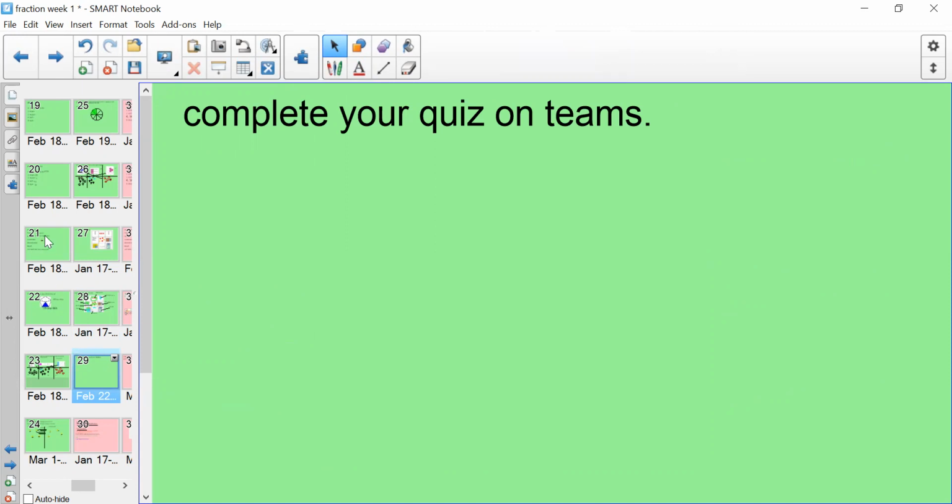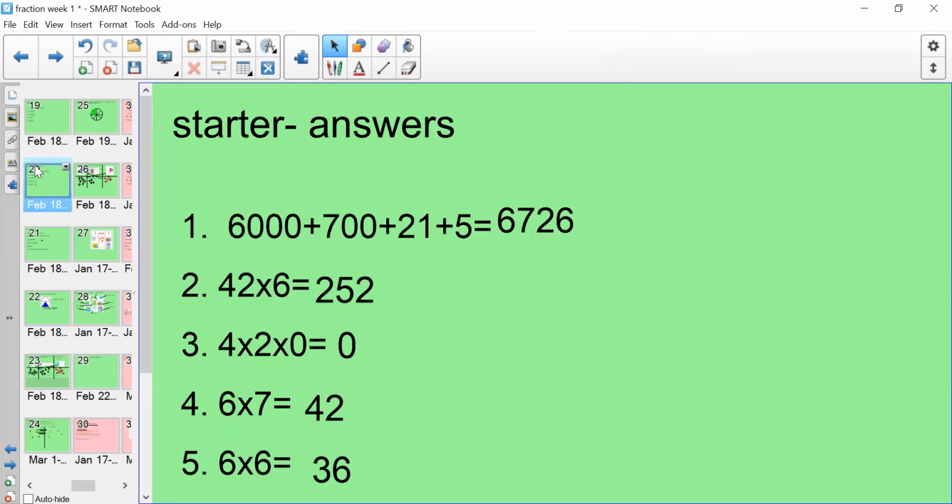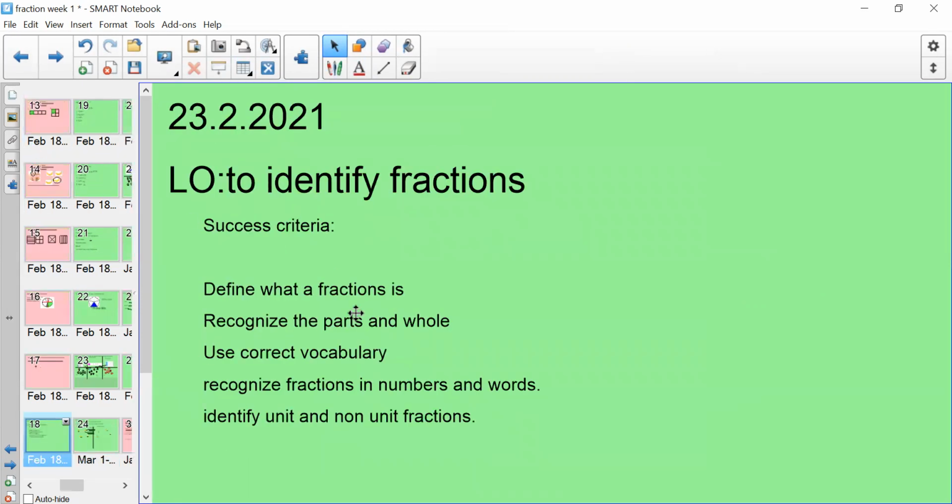And if we just go back to our success criteria from the beginning of the lesson. So you'll hopefully from this lesson now can define what a fraction is. You can recognize the parts and the wholes. You can use the correct vocabulary. So you know what the numerator is, you know what the denominator is, and you know what unit and non-unit fractions are. You can recognize fractions in numbers and words, and then you can identify if it is a unit or a non-unit fraction. Okay, so go into your quiz now, have fun, and I really look forward to marking them later.